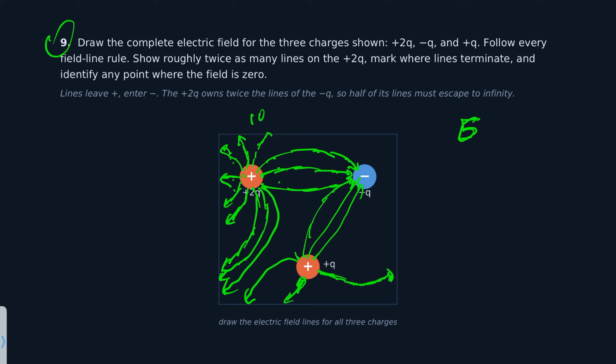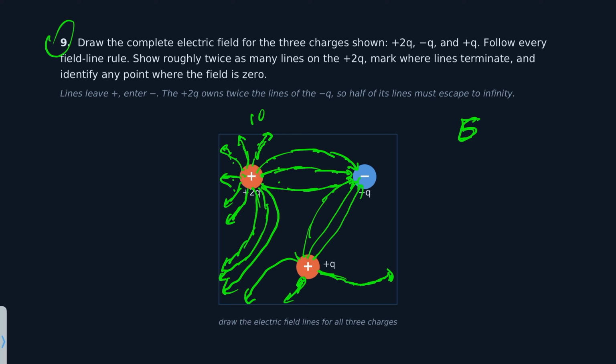And then I believe we need to draw, so mark where lines terminate, build that just arrows, right? And identify any point where the field is 0. So that's a bit hard, but let me show you how you do it. Okay. This is just an approximation, okay? So don't take it too seriously.